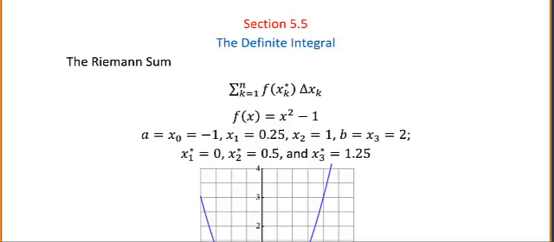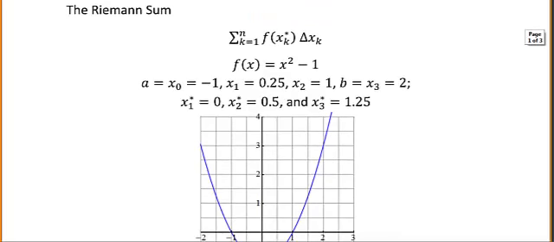Let's take a look at a second example of a Riemann sum. In this case, we have the sum as k goes from 1 to n of f of x sub k star times delta x sub k, where f of x is x squared minus 1.